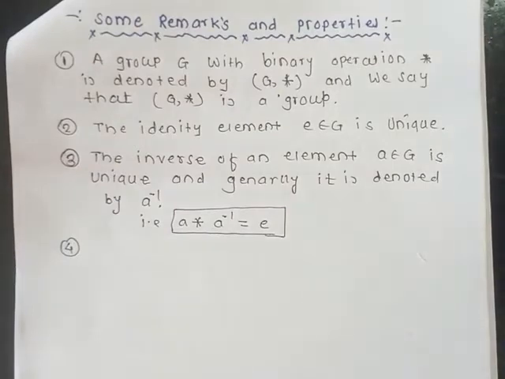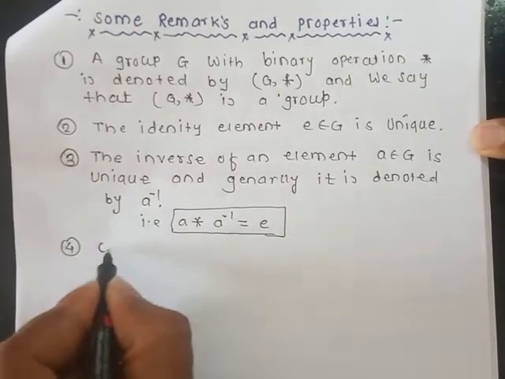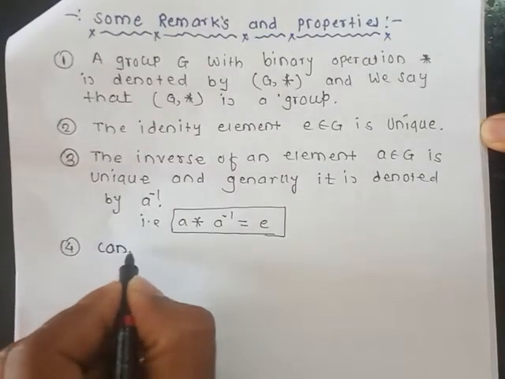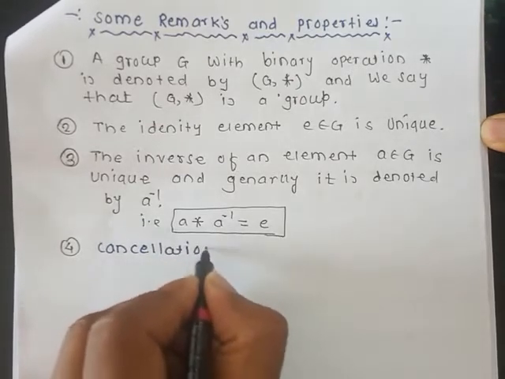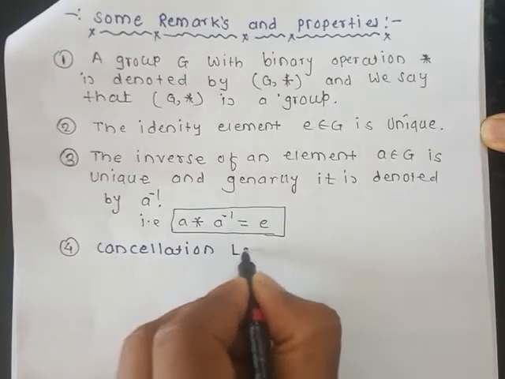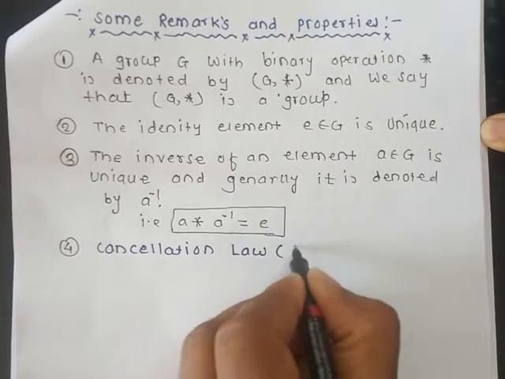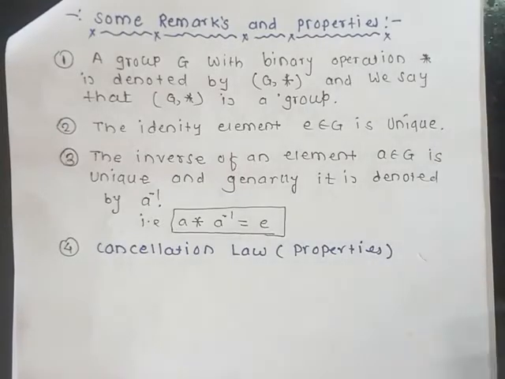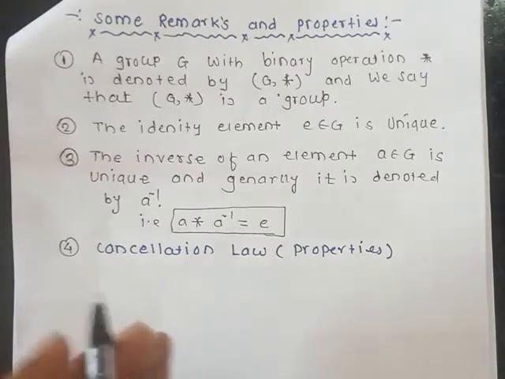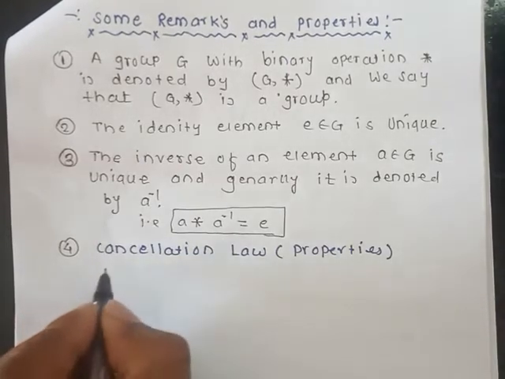Fourth property is cancellation law or properties. So first one is the left cancellation law.